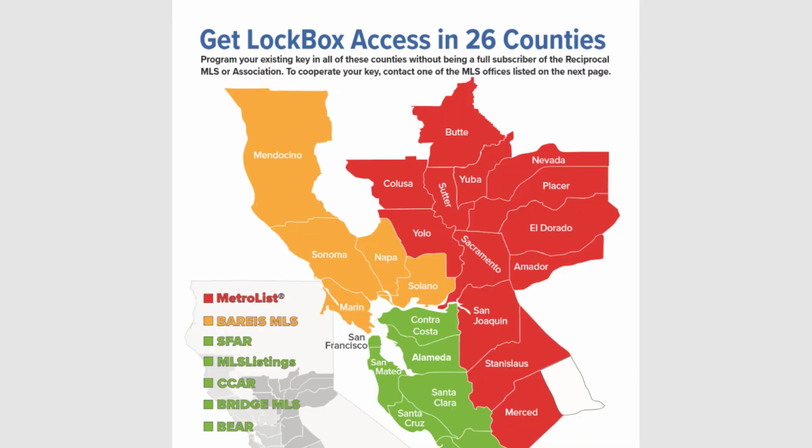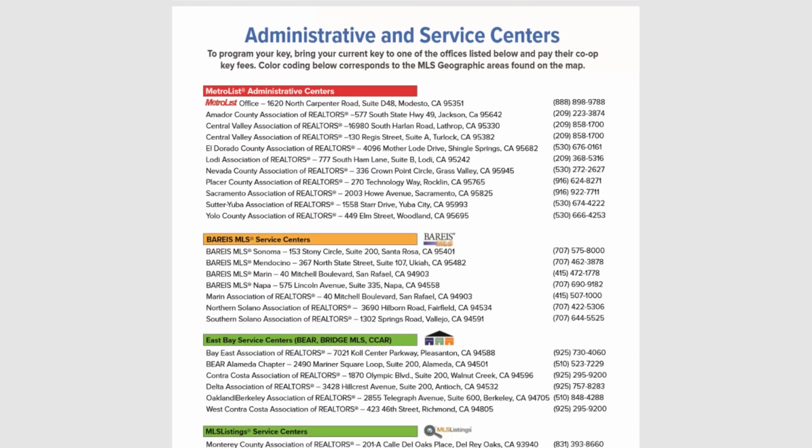All right, so here we have the document, and it says Administrative and Service Centers. So here are the administrative and service centers for those areas that you may want to co-op your key in. So you'll see the names of the service centers, you're going to see the addresses and phone numbers. They can absolutely assist you when cooperating your key outside of the MetroList primary regions.